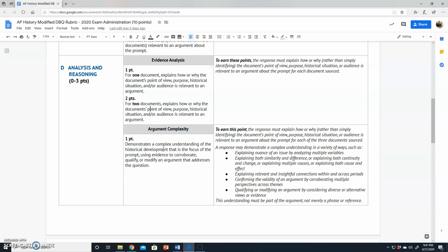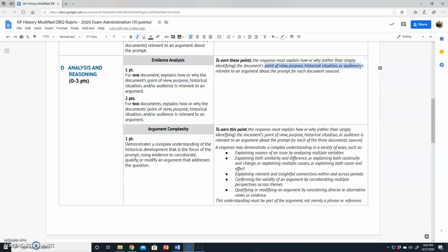Today we're going to be talking about document sourcing, and so let's get right into it. Document sourcing can earn you 2 points, and it's not difficult. You just have to follow what it says, and right here to earn the points, you have to explain the document's point of view, purpose, historical situation, or audience. Those are 4 key elements. You don't have to do all 4. You simply have to do one of those.